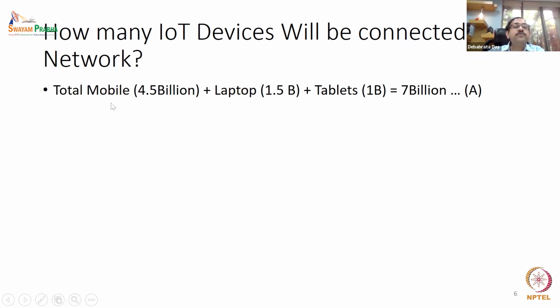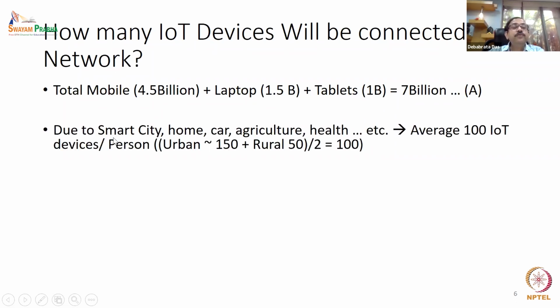He told me, sir, look at this. Total mobiles are 4.5 billion in the world. Laptops and PCs connected to the network, say 1.5 billion. Tablets, 1 billion. So total 7 billion. This is equation number A. So a total of 7 billion devices are now connected to the internet. This is not IoT. These are all devices which human beings are using, you and me. Now, due to smart cities, smart homes, smart cars, smart agriculture, smart health, etc., which I showed you in a long list in the previous slide, there will be, let us assume, an average of 100 IoT devices per person.